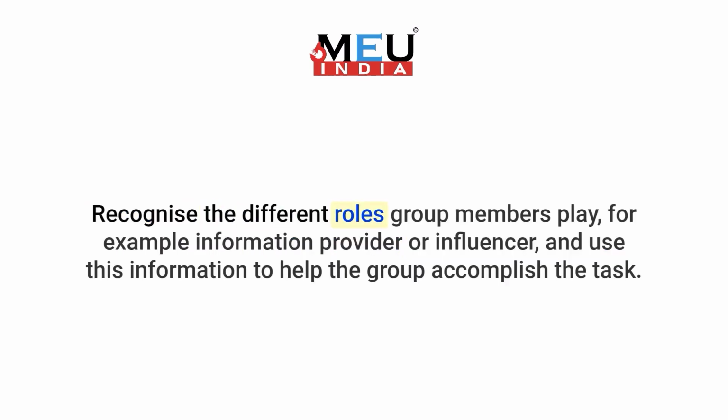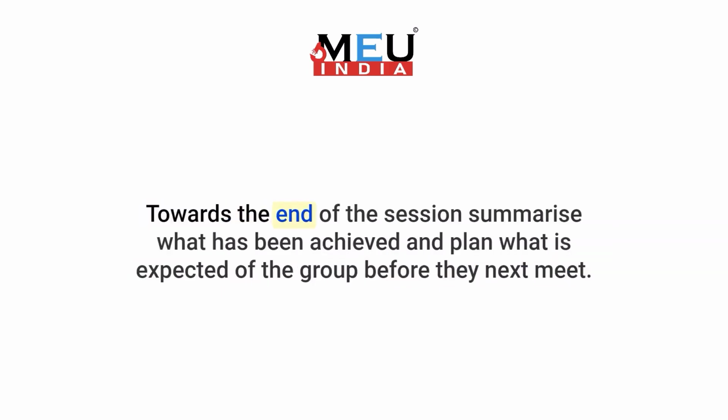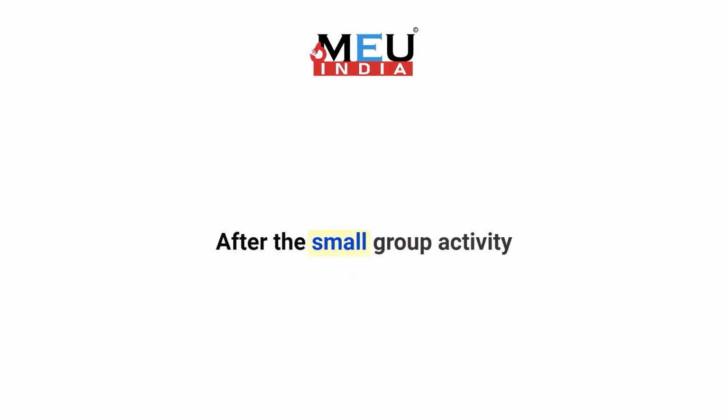Recognize the different roles group members play, for example, information provider or influencer, and use this information to help the group accomplish the task. Tackle problems in the group, such as a dominant, careless, or lazy learner, by calling time out and asking the group how they want to solve the issue. Towards the end of the session, summarize what has been achieved and plan what is expected of the group before they next meet.